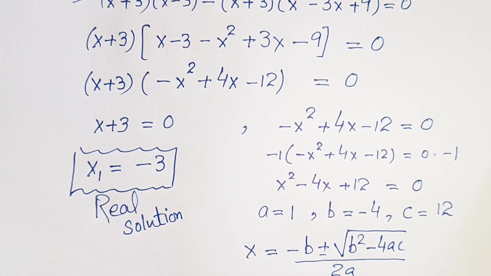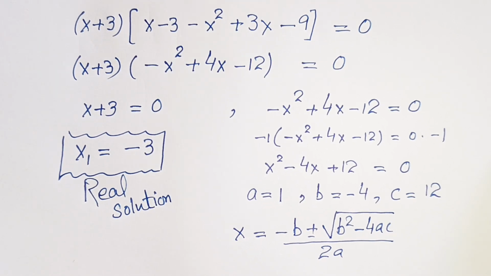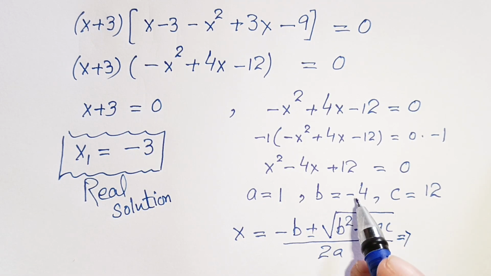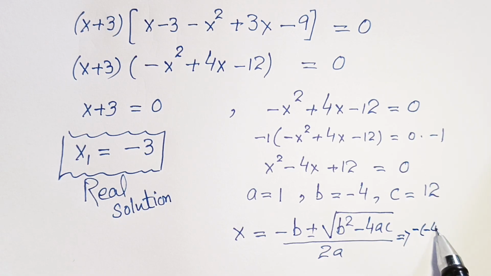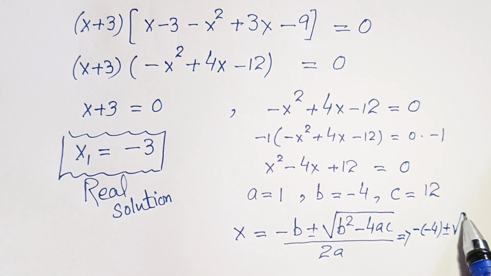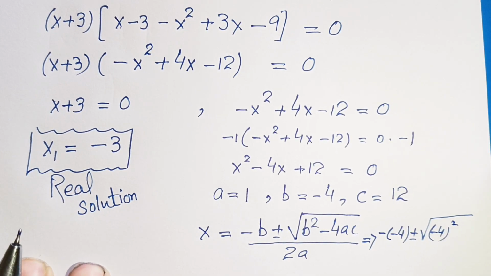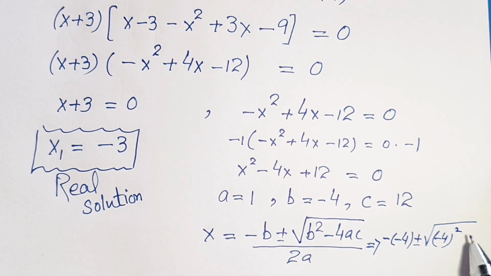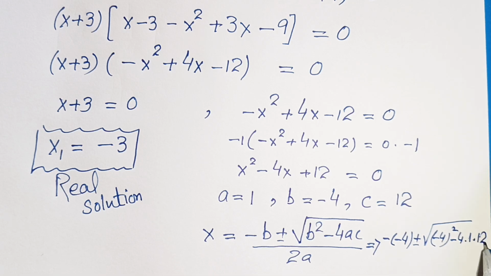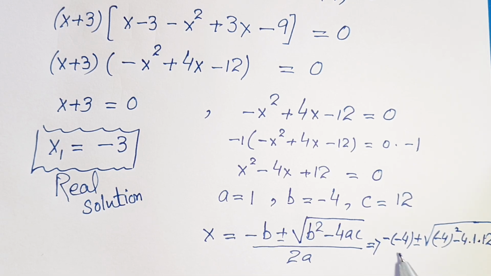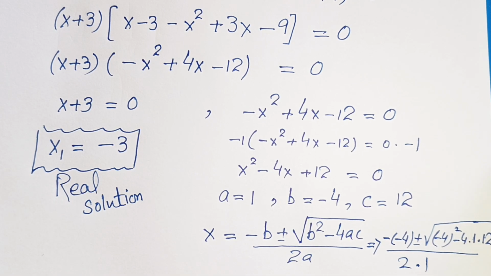Here we have the values of a, b and c. If we use them here, then we have minus b, which is minus times minus 4, plus minus square root of b squared, which is actually minus 4 squared, and we have minus 4ac. So here 4 times a is 1, c is 12, all over 2 times a, which is 1.